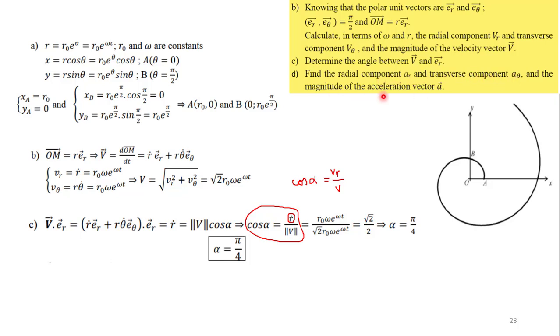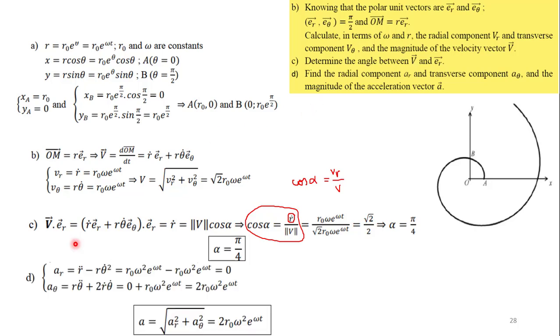In question D, they ask to find the radial component AR and transverse component A theta and the magnitude of the acceleration vector A. So let's write the definition of the acceleration vector in polar coordinates. So AR is equal to R double dot minus R theta dot squared. We have already calculated what is R dot. So R dot has this expression R0 omega e^(omega t). So R double dot will be equal to R0 omega squared e^(omega t). And we will keep theta dot as omega. So theta dot squared is equal to omega squared. And we will find that AR is equal to 0 in this case.